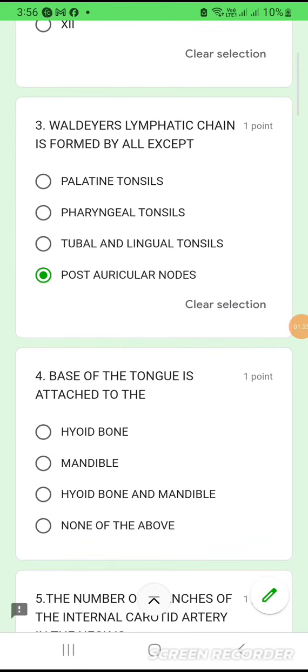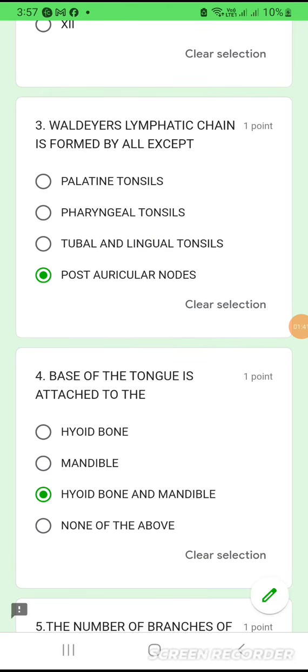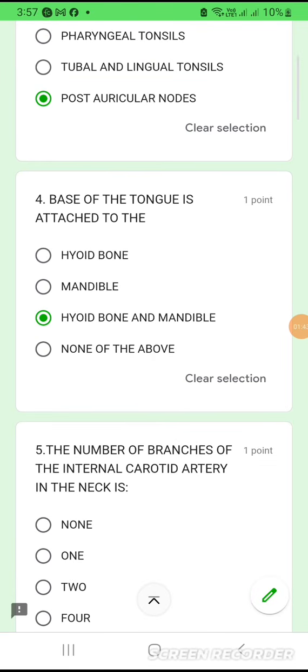Coming on to the next question, the base of the tongue is attached to which of the following? The first one, hyoid bone, second mandible, both hyoid bone and mandible, and the last one, none of the above. And the answer is C, that is hyoid bone and mandible.